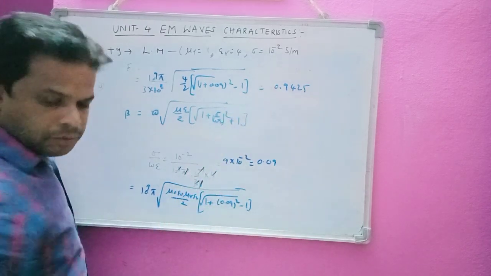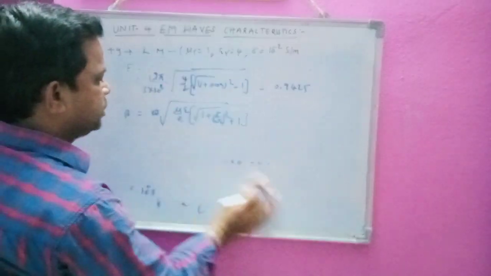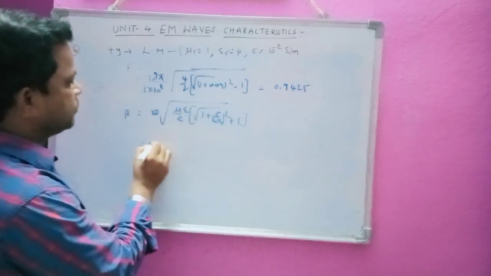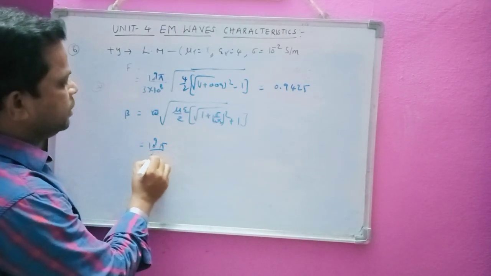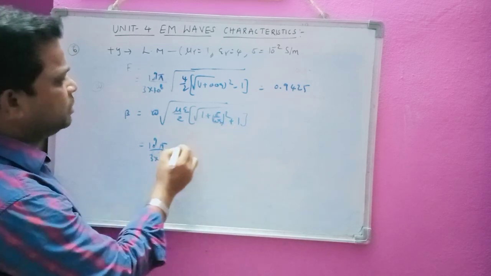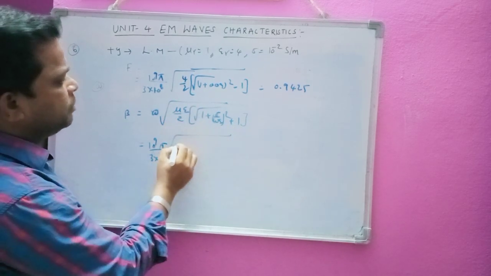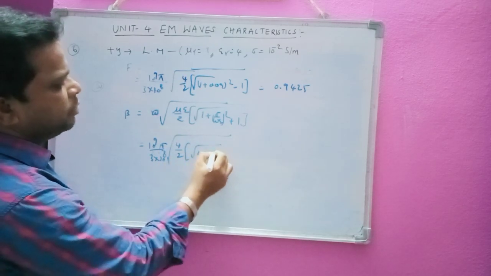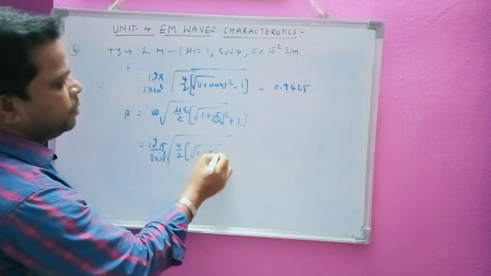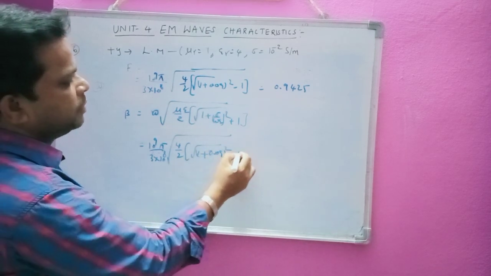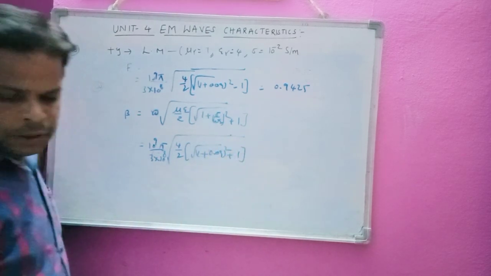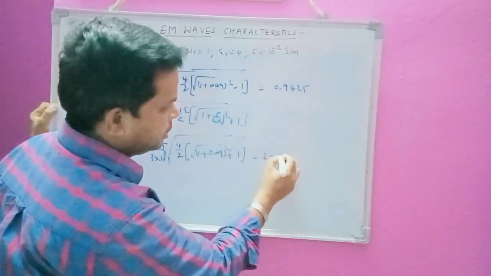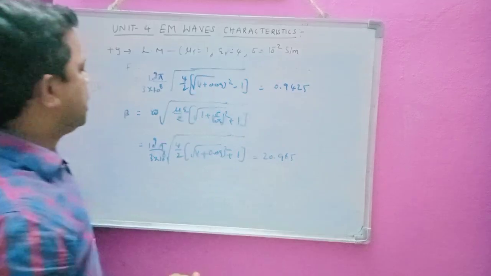Now we have to calculate this value. After substituting this, let us see what we will get. Omega is, we know, 10 power of 9 pi, and 3 into 10 power of 8. The same value we will get, just here we will get plus, and here we will get 4 by 2 only. The thing is 1 plus 0.09 whole square plus 1 here. So after calculating this one, I will get 20.965, okay, the values of alpha and beta.